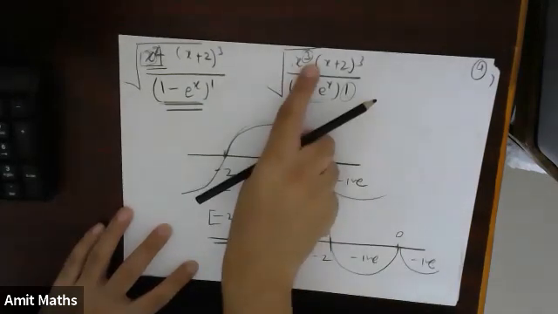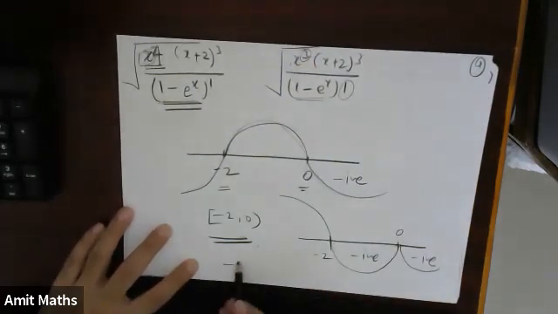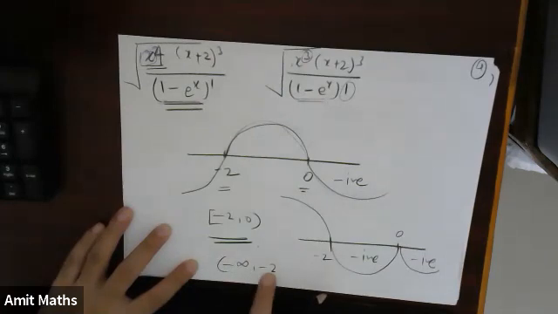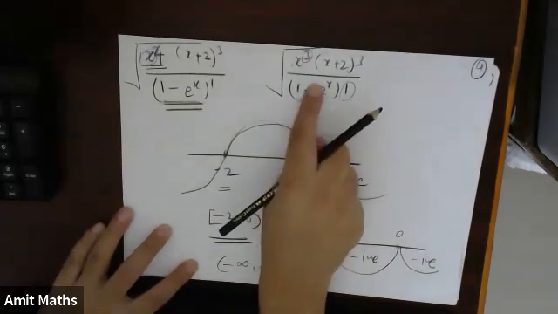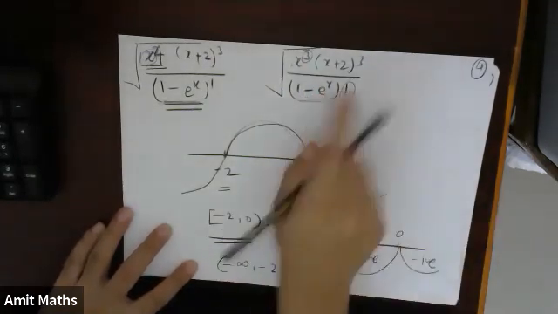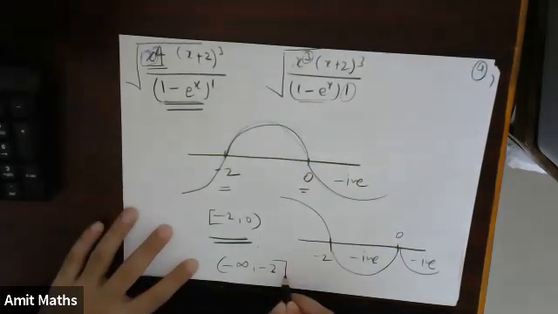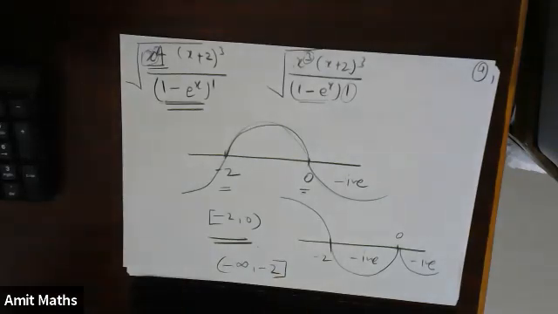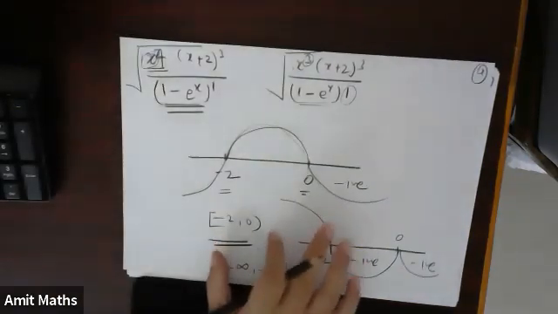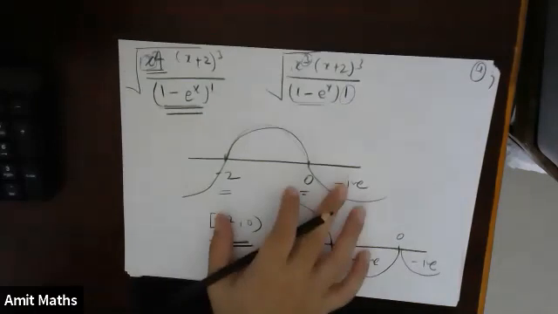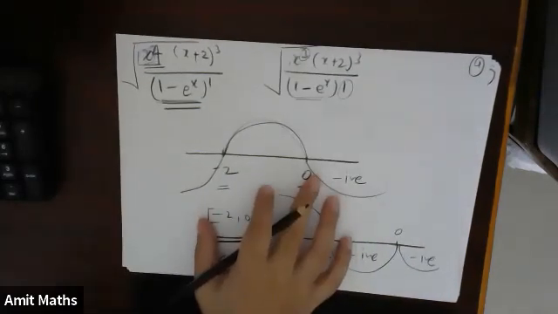So in this case, what will be the domain? From minus infinity to -2. I have to check -2 included or excluded. We have already seen that -2 will make the whole thing 0, so -2 will be included. Understood? So this was the example of exponential functions to find the domain of these functions.